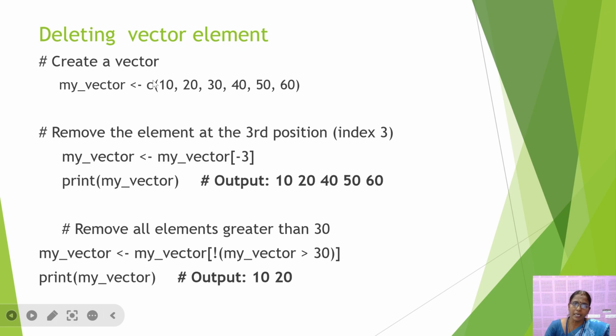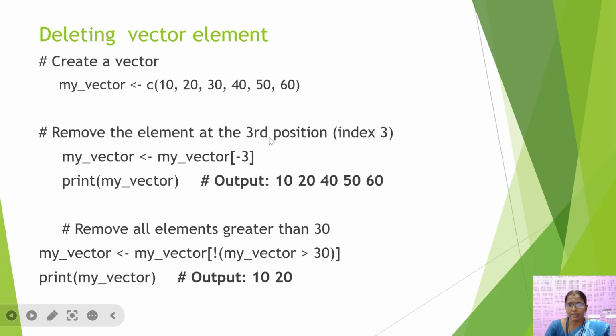Suppose you want to delete one element from the vector, you have to specify the index position of that particular element. In this vector, my vector, there are 6 elements: 10, 20, 30, 40, 50 and 60. Suppose you want to remove the element 30, the 30 is in the third position.